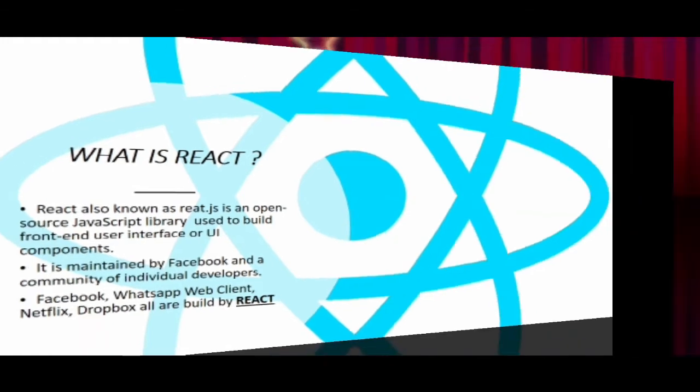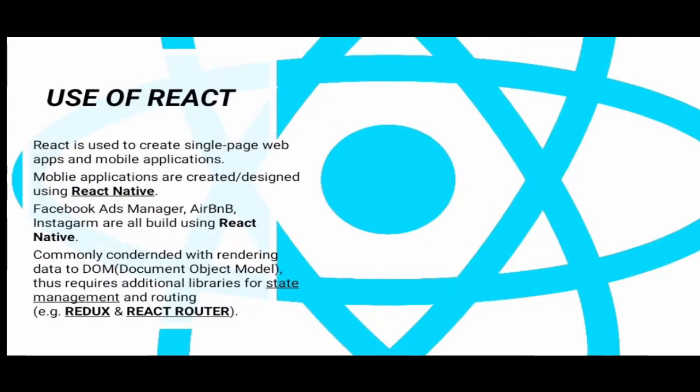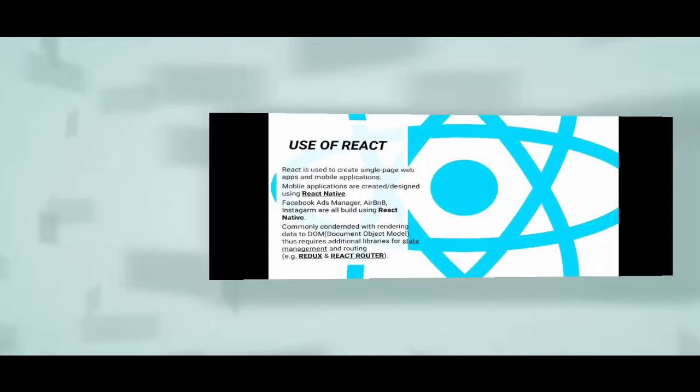Now let's see the uses of React. React is used to create single-page web apps and mobile applications. Mobile applications are created or designed using React Native. Facebook Ads Manager, Airbnb, Instagram are all built using React Native. React is commonly concerned with rendering data to the DOM, Document Object Model, thus it requires additional libraries for state management and routing. Example, Redux and React Router.